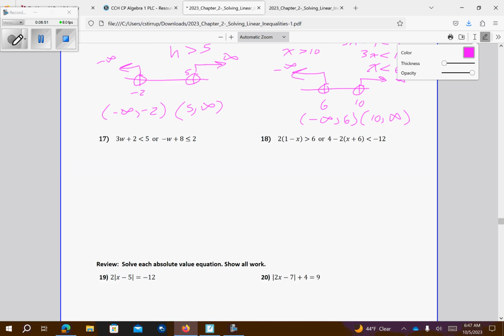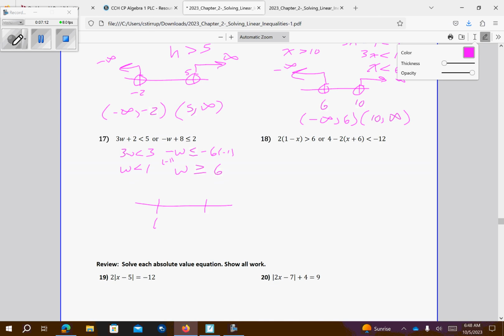For problem number 17, let's subtract 2 from both sides first. That gives me a 3. Divide both sides by 3, so w is less than 1. I'm going to subtract 8 from both sides, and then I'll multiply both sides by -1. If I multiply by -1, the sign has to flip over. So now I'm going to go ahead and put it here.